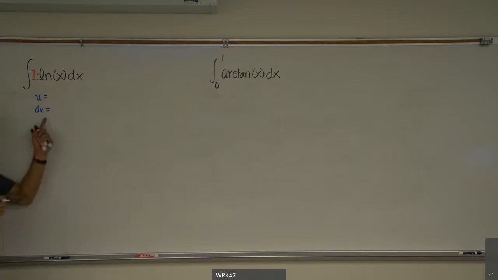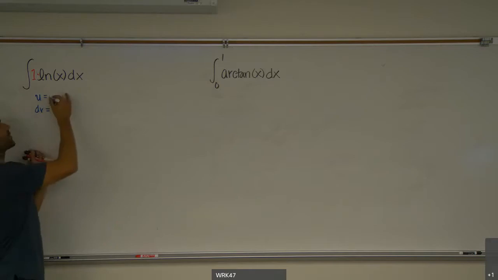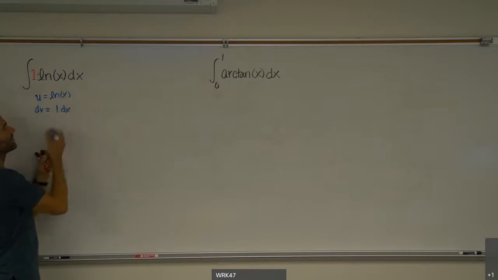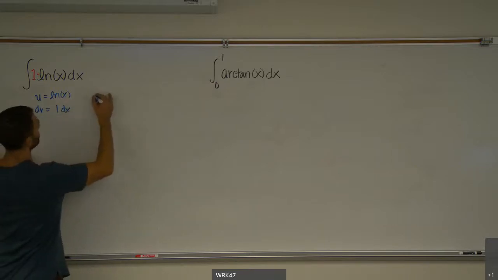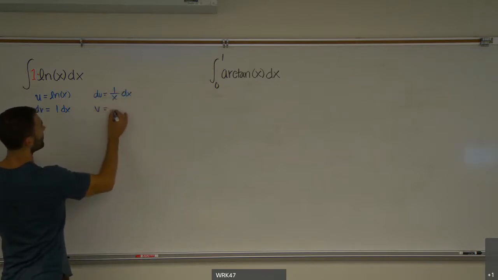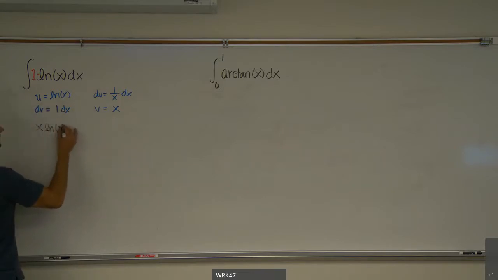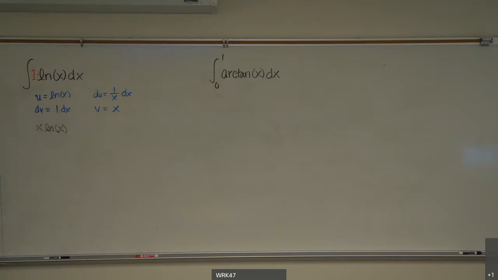Now, of course, I should not choose my dv to be ln. Why? Because that would imply you knew the antiderivative of ln, which you don't, right? Otherwise, we wouldn't be doing this. So we will choose our u to be ln and our dv to be this 1 dx. That way, I do know the derivative of ln, and I do know the antiderivative of 1 is x. I get part of my answer for free, u times v, x ln of x, minus a new integral.